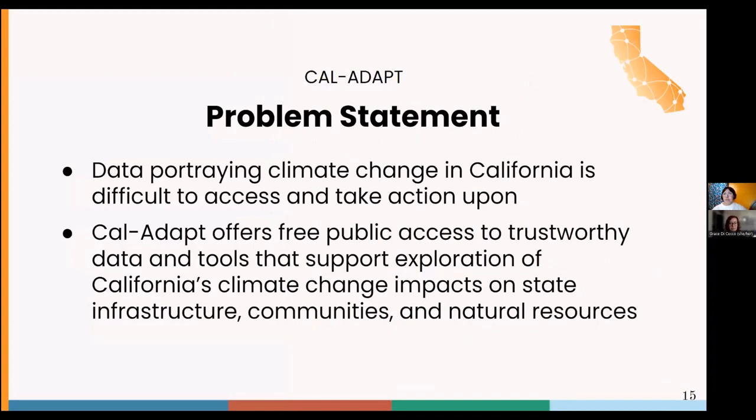For CalAdapt, the issue that we were trying to address with this project is that data portraying climate change in California is difficult for people to access and take action upon because it's in lots of different locations and requires some analysis to get it into a usable piece of information. CalAdapt offers free public access to data and tools that support folks who want to explore climate change impacts across the state, and those impacts on infrastructure, communities, and natural resources. Next slide, please.